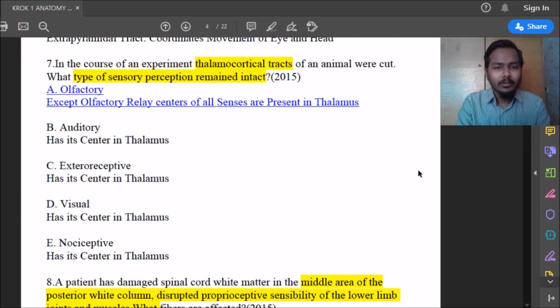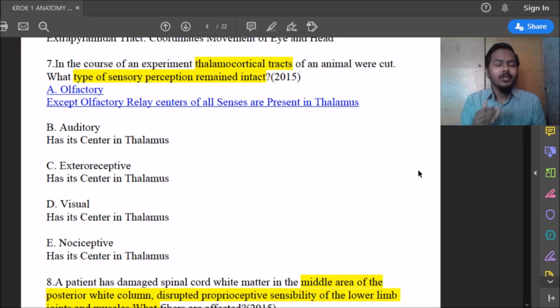In the course of an experiment, the thalamocortical tract of an animal was cut. What type of sensory perception remains intact? Olfactory, which is the sense of smell, carried by the cranial nerve for the sense of smell. All other sensory perceptions have a center in the thalamus. Only olfactory centers are not present in the thalamus. All others have a center in the thalamus.